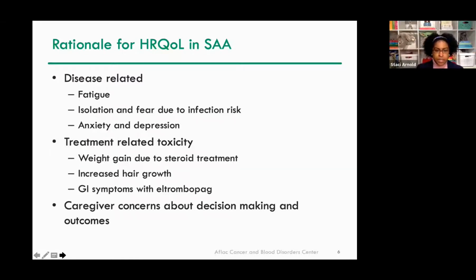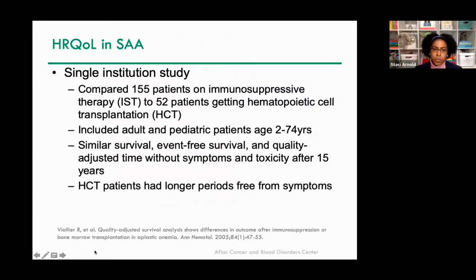And even Dr. Hanna mentioned our new agent, eltrombopag, which has been associated with GI symptoms like nausea, vomiting, and just other GI discomfort. And so certainly all of those factors can weigh into a patient's quality of life, but then there are also caregiver-related concerns about decision-making and outcomes and other factors that in my experience have really been eye-opening and warranted better understanding so that we can better address these questions. And so when I experienced these findings, I immediately went to the literature to see, well, what do we know about quality of life in aplastic anemia?